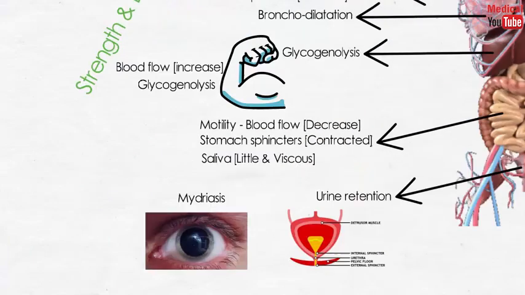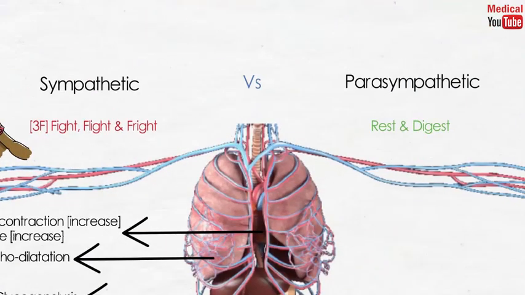So, these are the actions of the sympathetic nervous system. When you want to remember them, remember the fight and what you need and what you don't need. Now let's discuss the actions of the parasympathetic division.